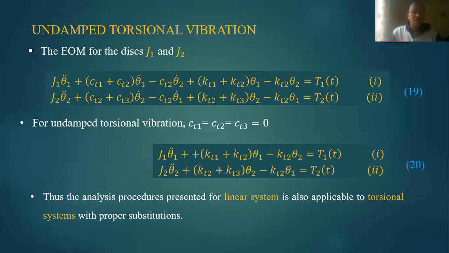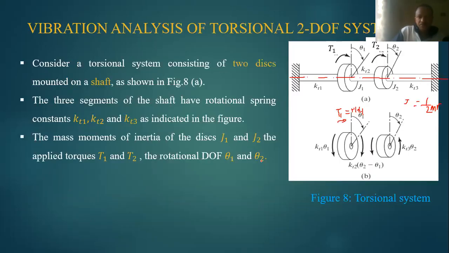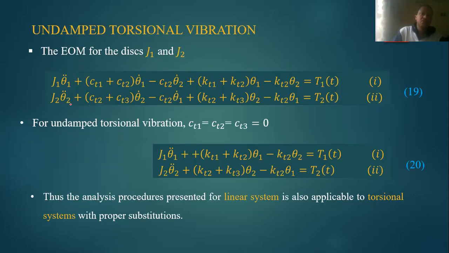T is the torque. For the second disc, we also have this equation: J2 θ2 double dot plus (CT2 plus CT3) θ2 dot minus CT2 θ1 dot plus (KT2 plus KT3) θ2 minus KT2 θ1, which equals torque T2, which is a function of time. Now let's consider undamped torsional vibration.